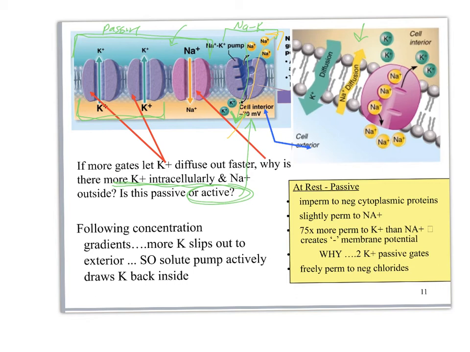But you always have this passive process going on. More potassium can slip out. So you've got this constant dance between passive diffusion and active pumping of things in order to maintain that ratio. Okay, all right, let's look at the next slide.